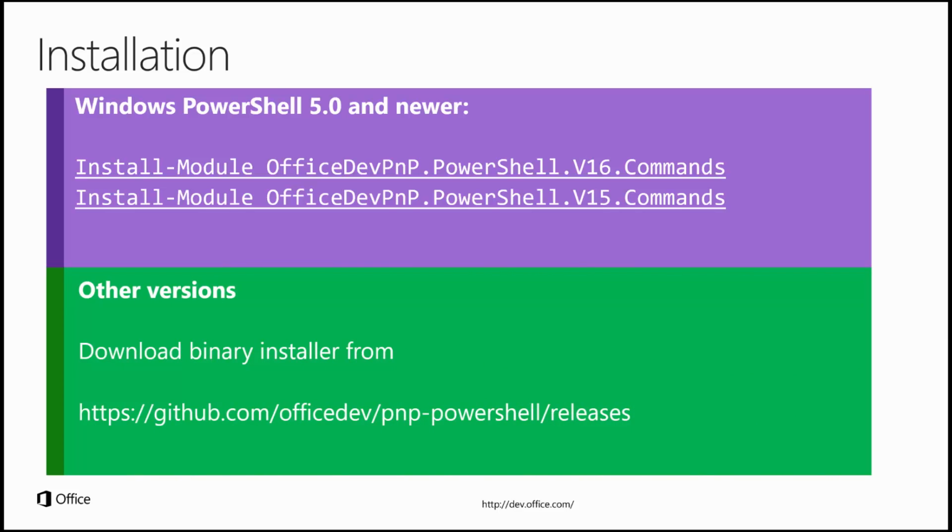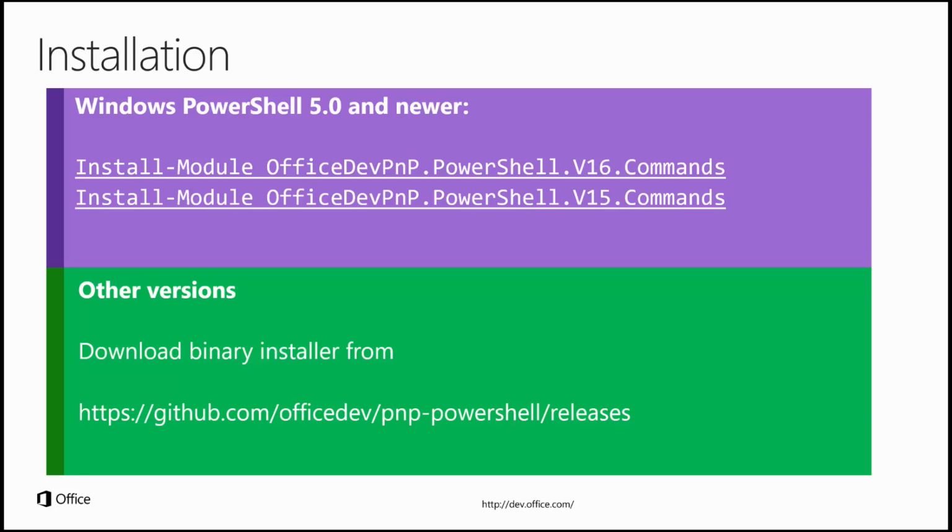Another way to install them, if you run on older versions of PowerShell, say version 3 or up, you can download the binary installer, and the URL is shown in the green section here. So navigate to that site, and there you will always find the latest version of the commandlets available for download. It's an MSI file that you can use to install the commandlets on your machine. You will not automatically be notified if there's a new version. You will have to make sure that you download the newer version if you want to upgrade.